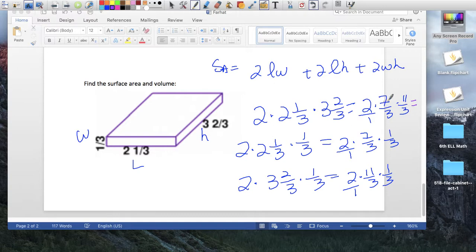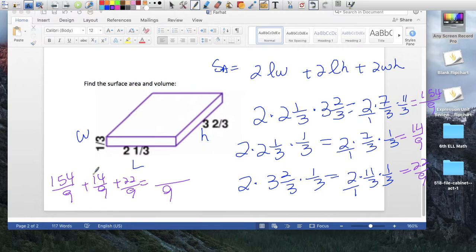This is going to give us, let's see, 2 times 77, 154 over 9. The second group is going to be over 9. Let's see, 2 times 7 is 14, 14 over 9. And the last group is going to give us 2 times 11, 22 over 9. So I have 154 over 9 plus 14 over 9 plus 22 over 9. This is addition, so the denominator stays the same, 9. And I'm going to add the tops, and I get 154 plus 14 plus 22 equals 190 over 9.